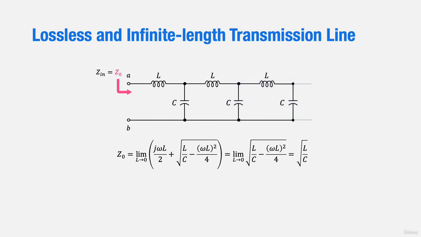Now you might be wondering, what happens when the value of omega L squared over 4 is too significant to disregard? We will examine this issue in the following video.